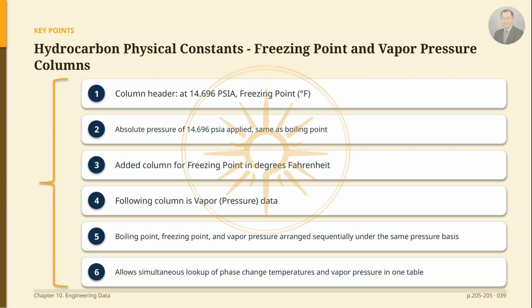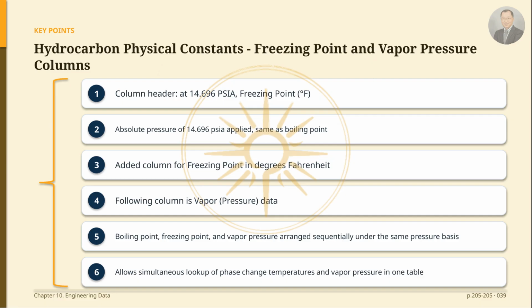I would like to introduce the column structure leading to the freezing point and vapor pressure in the hydrocarbon physical constants table. Like the boiling point mentioned earlier, this column is also based on an absolute atmospheric pressure of 14.696 PSI. The additional item is the freezing point, with units in degrees Fahrenheit. Following the freezing point is the vapor column, which refers to vapor pressure. Since the boiling point, freezing point, and vapor pressure are all arranged side by side based on the same pressure reference, you can look up the phase change temperature and vapor pressure of a specific hydrocarbon all at once in a single table.